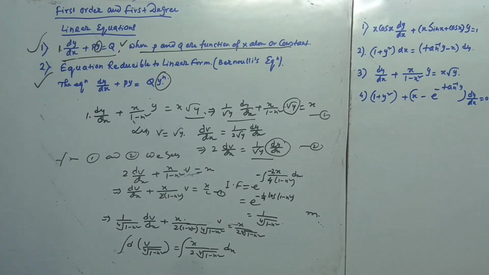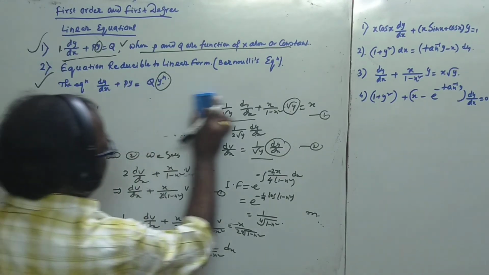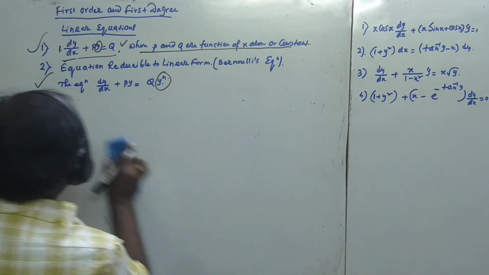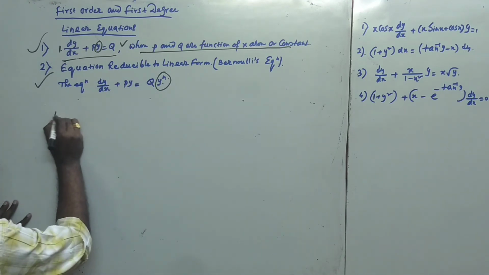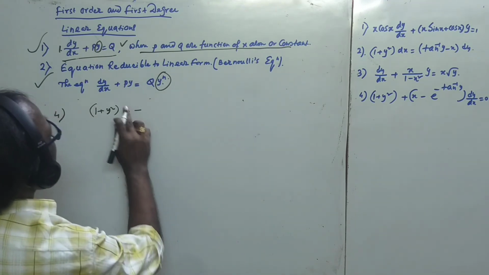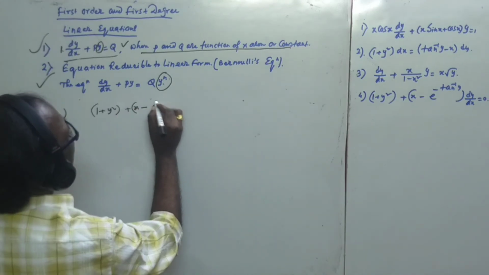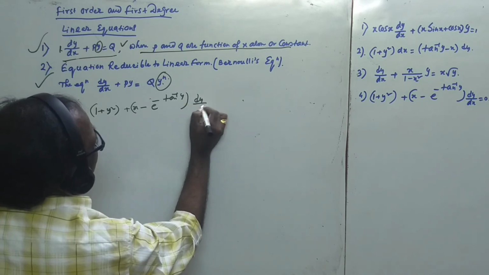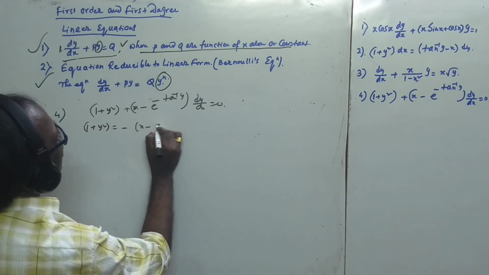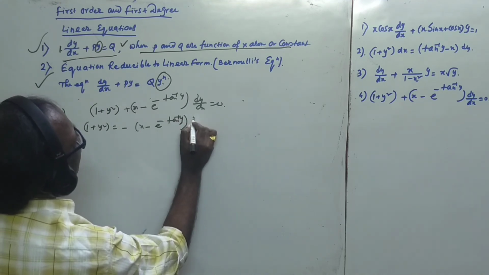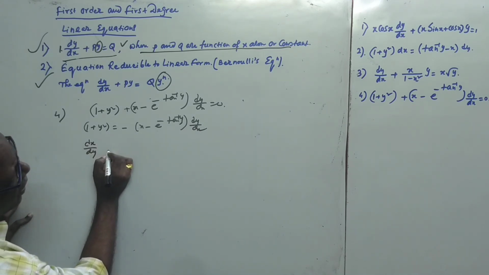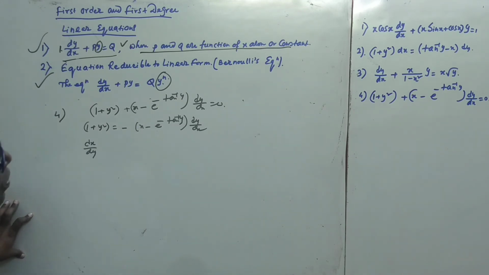Now the next question is question number 4. The equation is (1 plus y square) dx plus (x minus e to the power tan inverse y) dy equals 0. So 1 plus y square dx/dy equals minus x plus e to the power tan inverse y. Again it is dx/dy, and this is similar to question number 2.